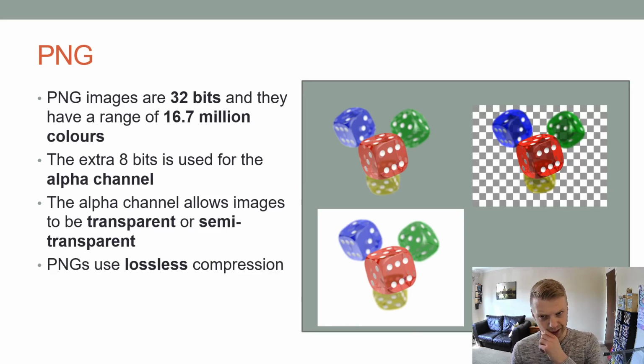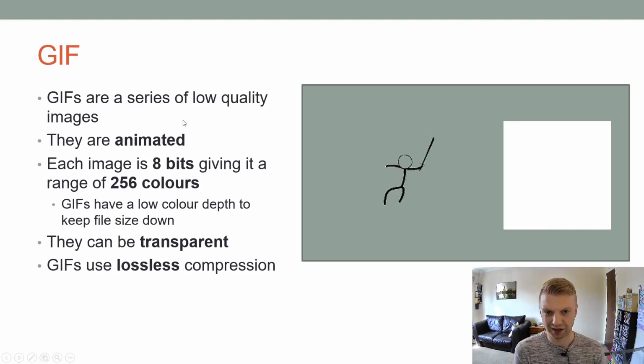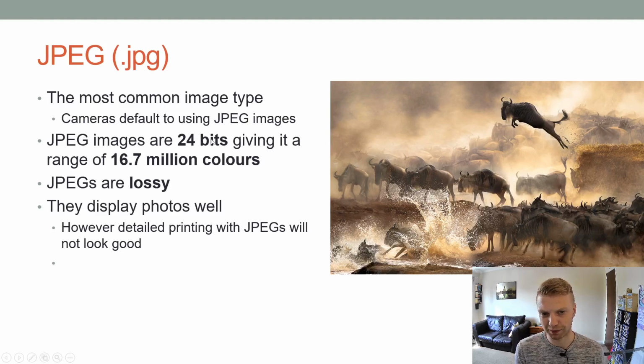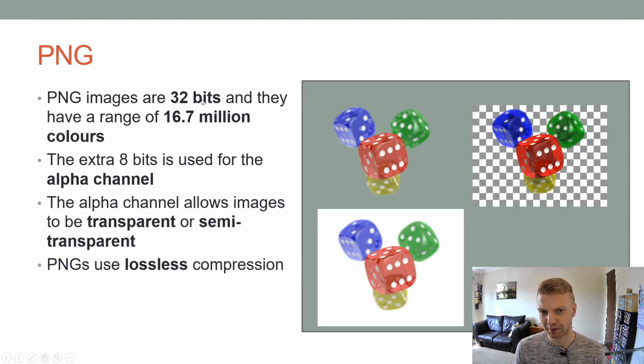PNGs stands for Portable Network Graphic. They are 32 bits and they have a range of 16.7 million colors, so they're true color. Now, if you're thinking, why has it got the same amount of colors as a JPEG, but it's got 8 more bits? The first 24 bits are used for colors, your red, green and blues, and it mixes them in different ways to get 16.7 million. The extra 8 bits is something called the alpha channel, and it allows it to be transparent or even different degrees of semi-transparent.